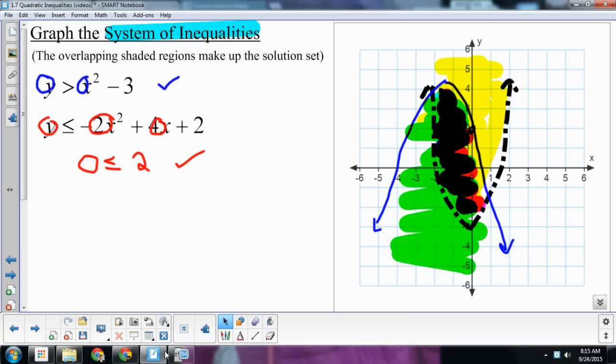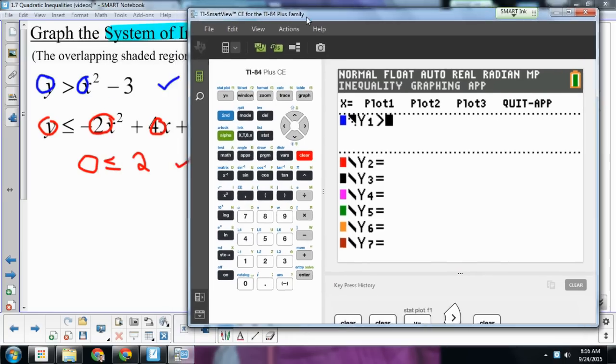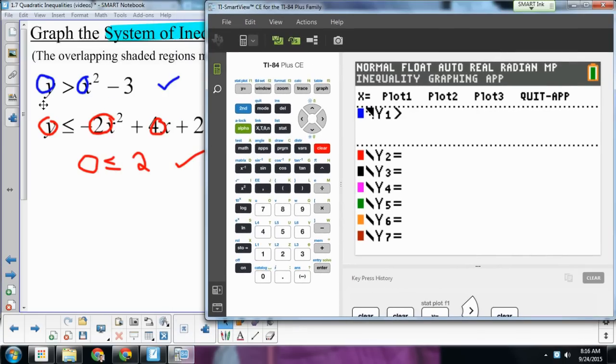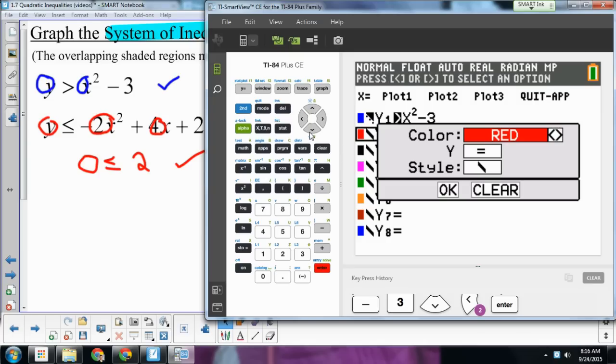I'll show you what that looks like on a graphing calculator because I'm sure you'll probably use that. So I would graph my first inequality. y is greater than, it's already set to that, x squared minus 3. Then I go ahead and type in my second inequality right away on the second line. I need to change this to an inequality symbol. So I'll change this style, change the y equals to less than or equal to is what I'm looking for. Got it. Okay.